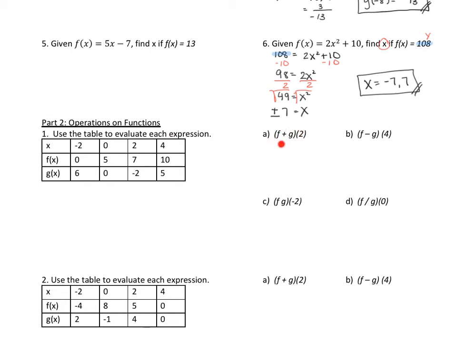So if we take a look here at A, we have f plus g of 2. That's how you'd properly say it. It's not times 2, it's of 2. Because another way that this can be written is f of 2 plus g of 2. So if we write this as f of 2 plus g of 2, it means that we want to know, okay, when our x value is 2, what's our y value for f, what's our y value for g, and then we're going to add those together.